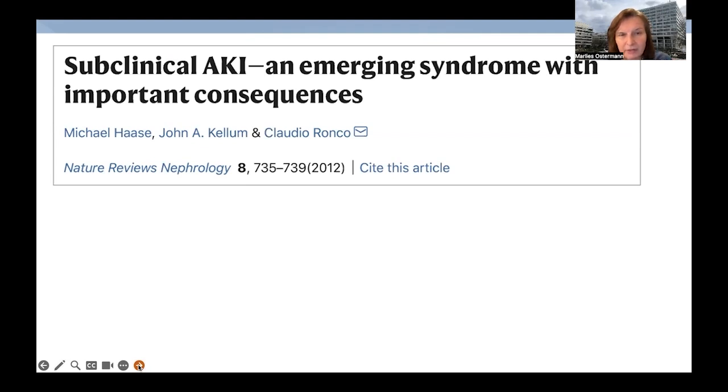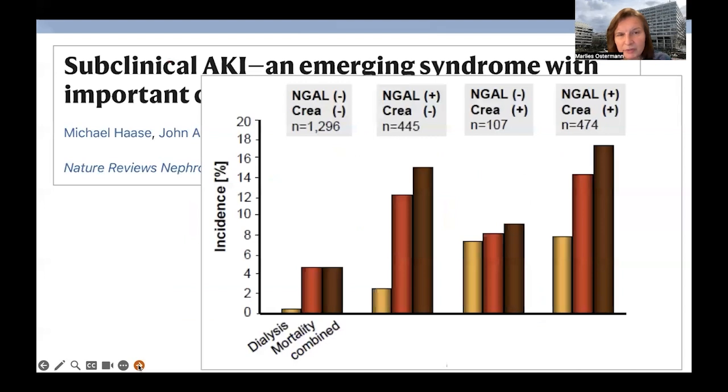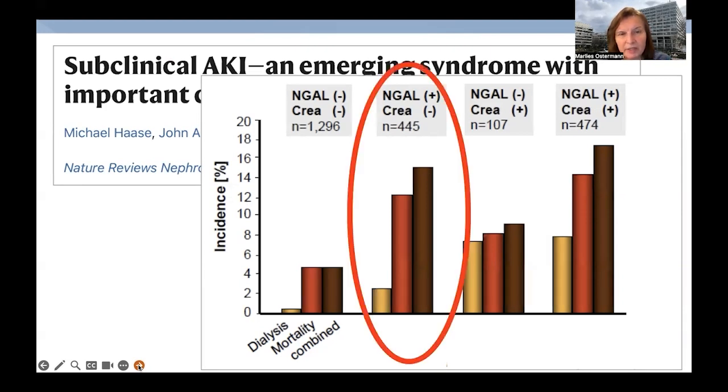And identifying them is important, as shown by this paper here, where Michael Haase and colleagues looked at the outcome of patients with so-called subclinical AKI as defined by a positive biomarker without a creatinine rise. As you can clearly see here, these patients had an increased risk of needing renal replacement therapy or dying, or both.